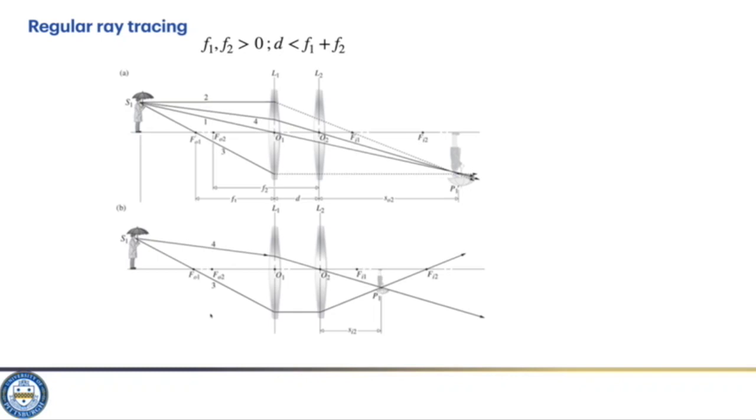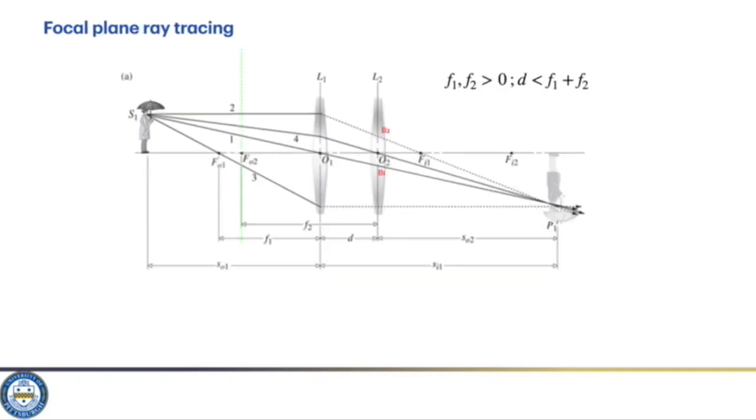But you may ask, well, what about the rays 1 and 2? Can we use them to find the position of this image P1? And indeed we can, but the way to do it is to use the focal plane ray tracing that I introduced previously. This is not done in your book, but I wanted to show you that the focal plane ray tracing also works for this system. So let me now show you how that works.